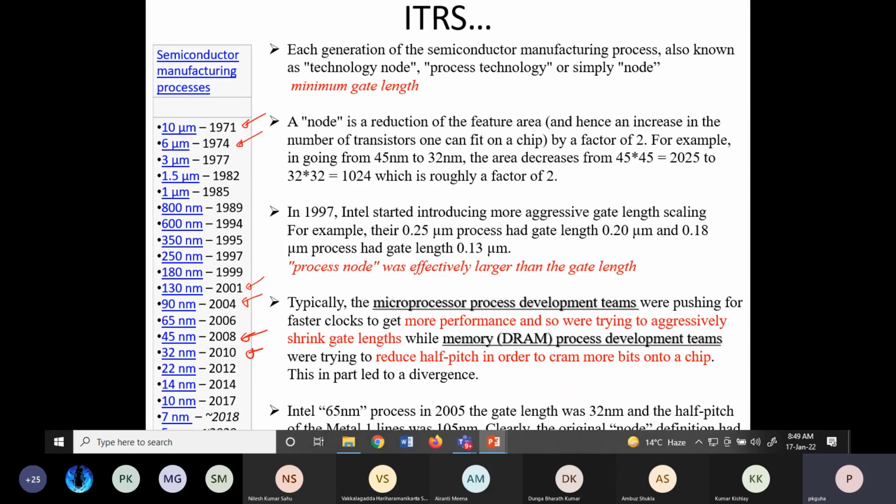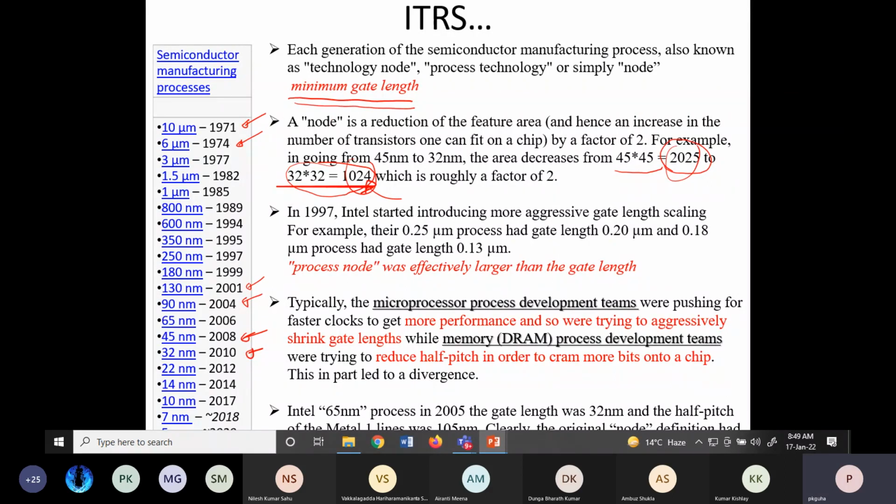So if you see here, 45 into 45, like a 45 nanometer process. So that's basically the area of this order. So the next node, they are made like 32 by 32, so that they can make the area roughly half. And so on. So these are different process nodes. And as I said, this node is the minimum gate length possible, minimum MOSFET gate length possible.